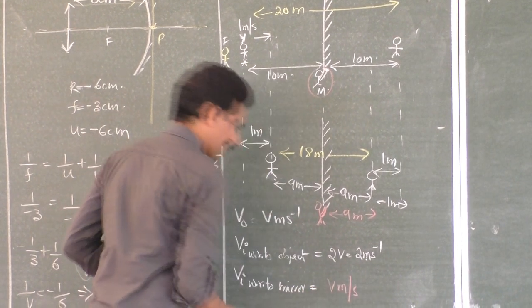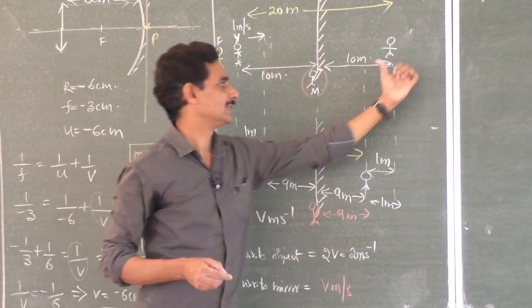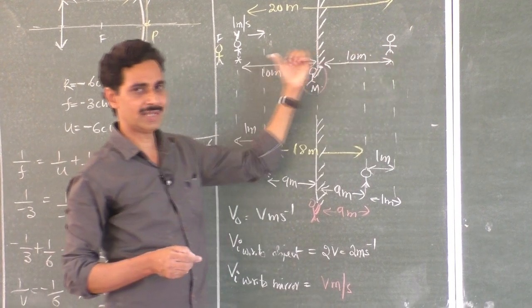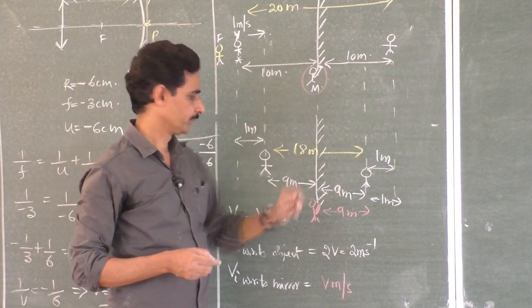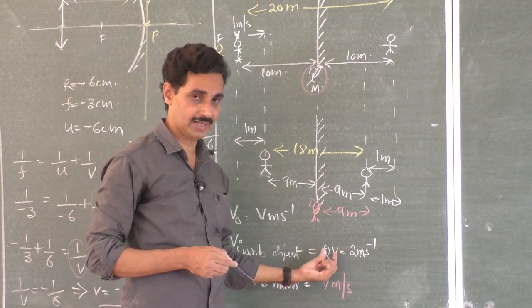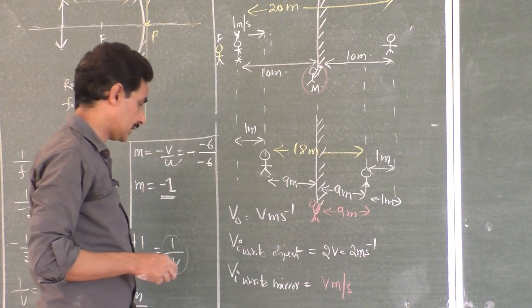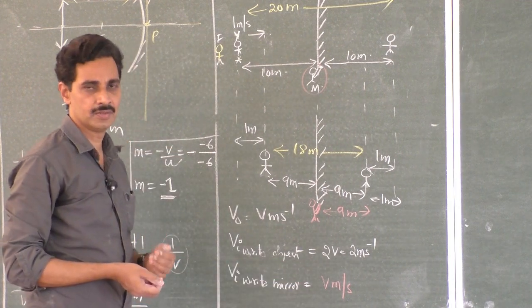Of course, if you are strictly writing it, if you take the velocity of the object as positive, this is negative, because the image is moving in the minus X direction, so this is minus V. Okay? And what about this? V minus of minus V, 2V, like that. So the velocity of the image with respect to the mirror is V meters per second.